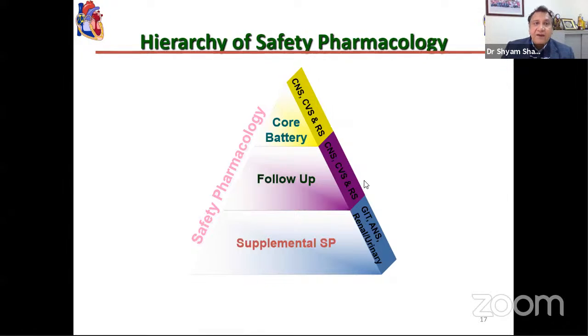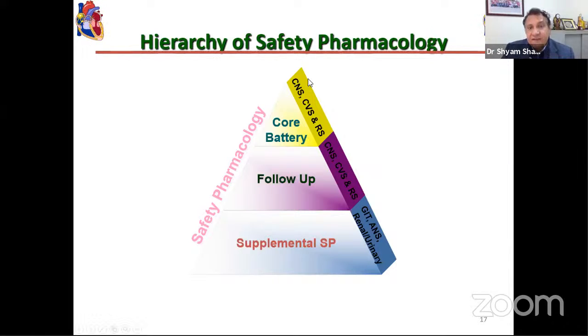This is the hierarchy of safety pharmacological studies. You can see the core battery studies, follow-up studies, and supplemental safety studies. Core battery studies basically involve three major organ systems, the vital organ systems: CNS, the brain, the cardiovascular system, and the respiratory system. And these core battery studies need to be carried out under the GLP format.